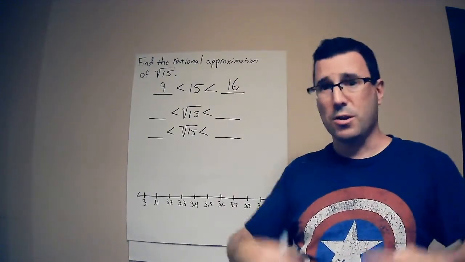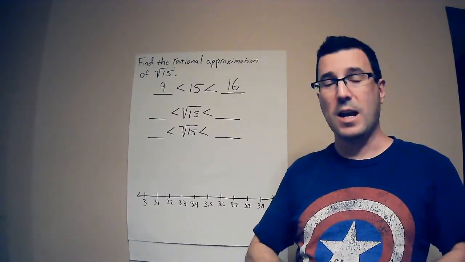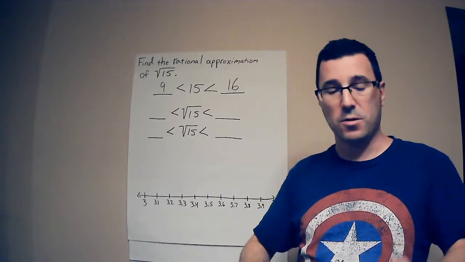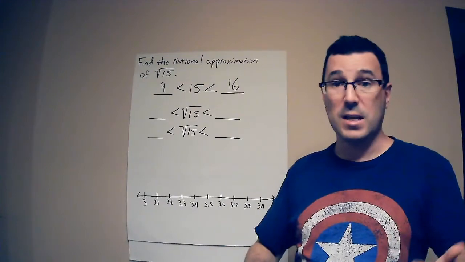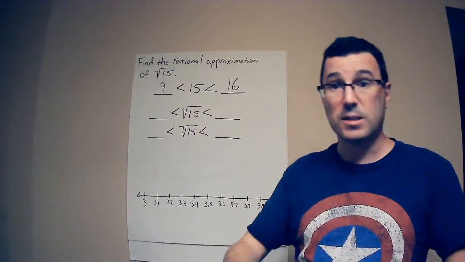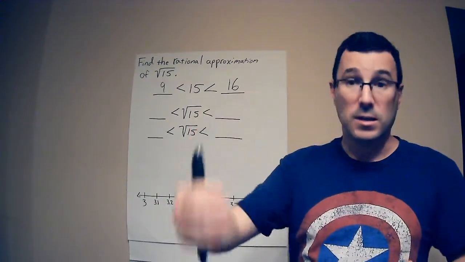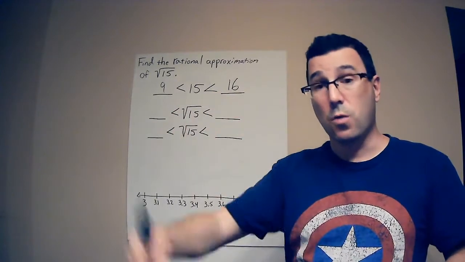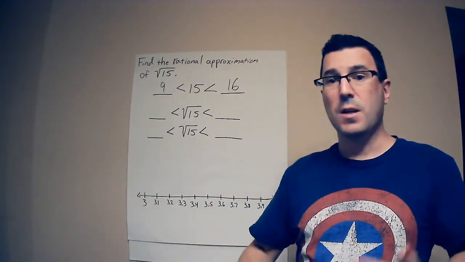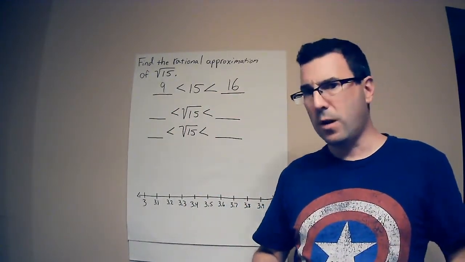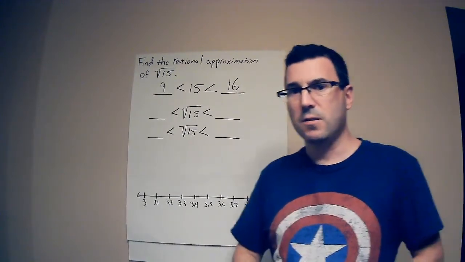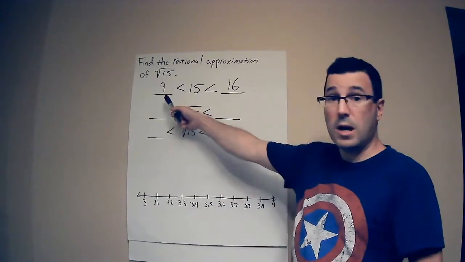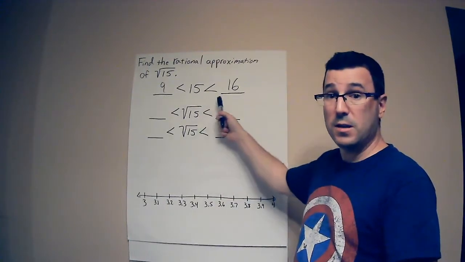Now the reason I know this is because I know my perfect squares. I know what my perfect squares are. 1, 4, 9, 16, 25, 36, 49, 64, 81, 100, etc. It's a good thing to know the first 12. It's really good to try to get up to 15 or 16. Okay, so 9 is less than 15 is less than 16.